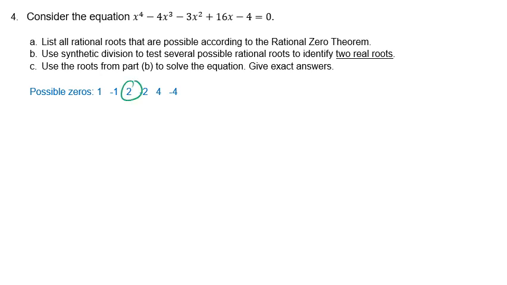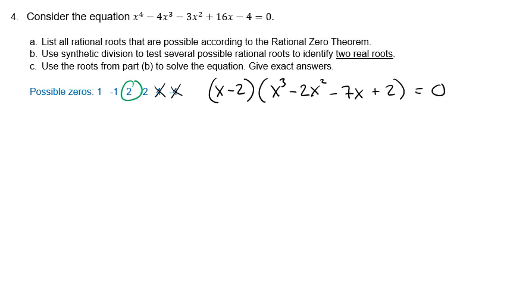Okay, so the first zero we found was 2. And then we said, okay, 4 and negative 4 are not going to work because of the step we're at right now, and let me just bring this over from the last slide, we had x minus 2 times x to the third power minus 2x squared minus 7x plus 2 is equal to 0. And we're focused right now right here.